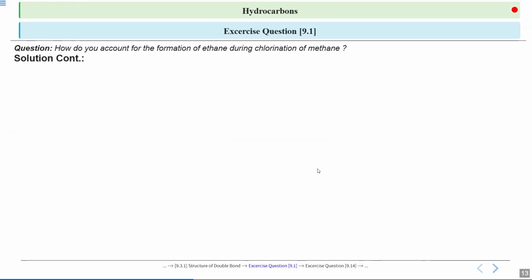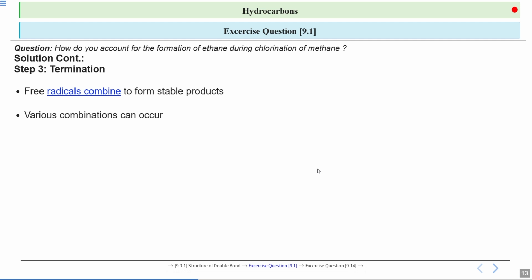Continuing with the solution. In step 3, we focus on the termination phase of the reaction. This is where highly reactive radicals come together to form stable products. It is crucial to understand that this step helps in concluding the chain reaction. So, during termination, free radicals combine to form stable molecules. This is an essential step because it prevents the reaction from continuing indefinitely, ensuring that the reaction reaches completion.